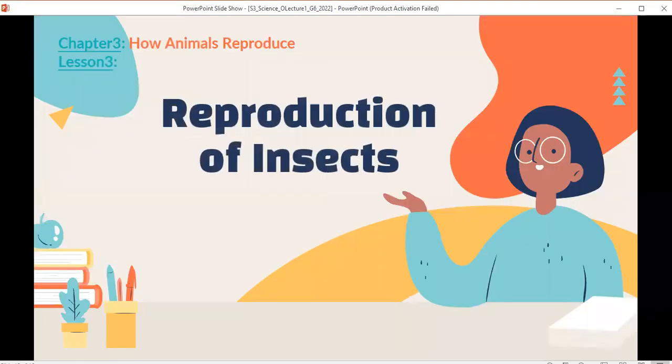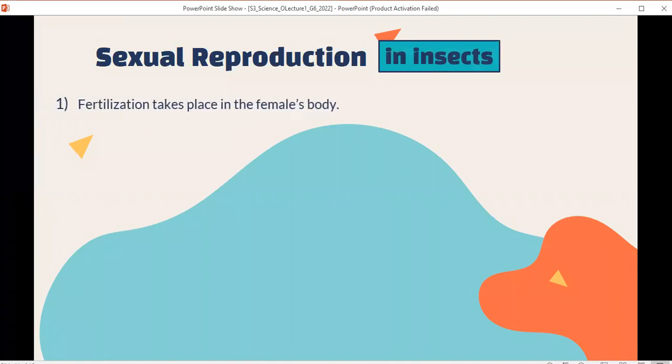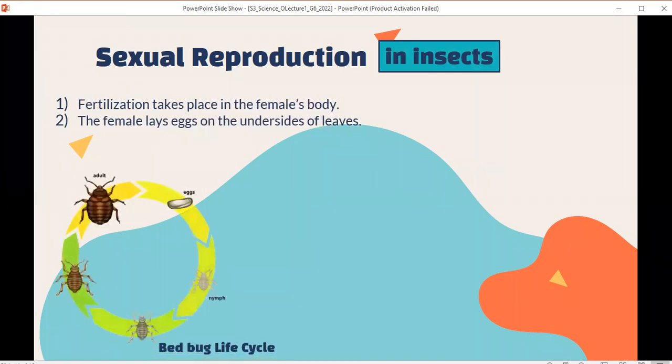Now we're going to talk about reproduction of insects. Insects reproduce sexually, like birds and mammals. And fertilization happens inside the female's body, and then the female insect lays eggs on the leaves of plants.